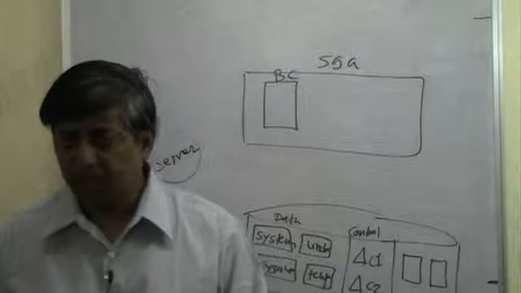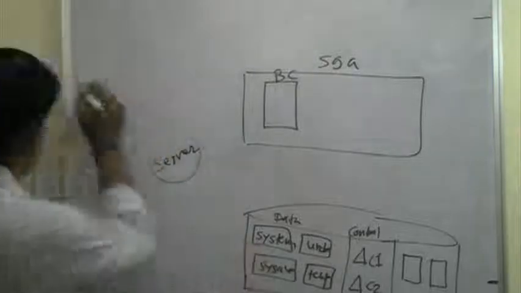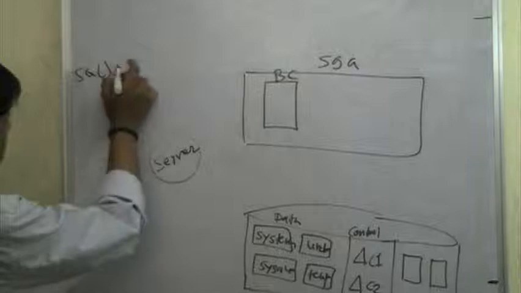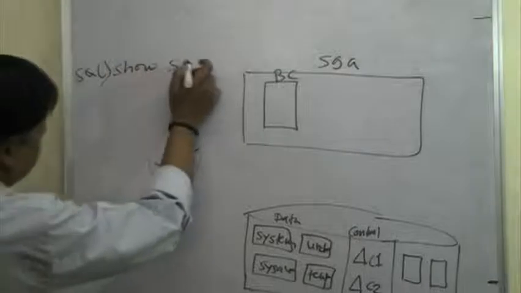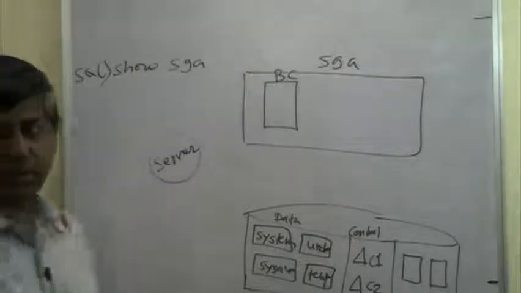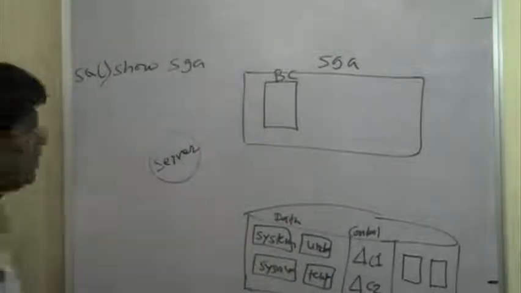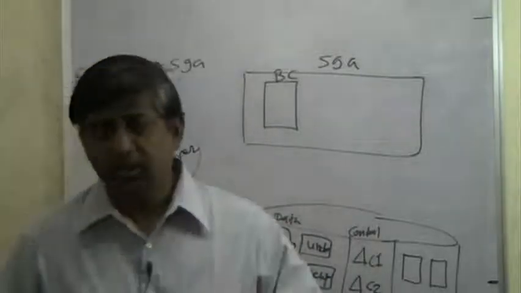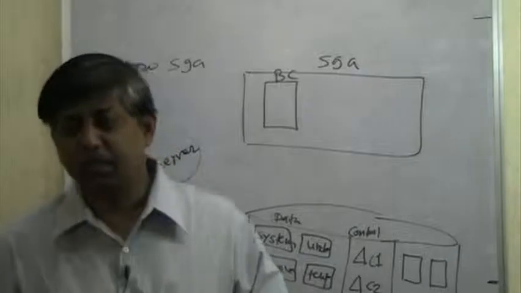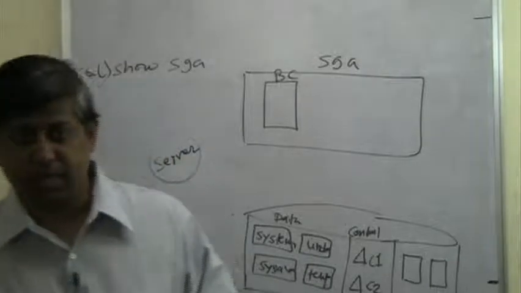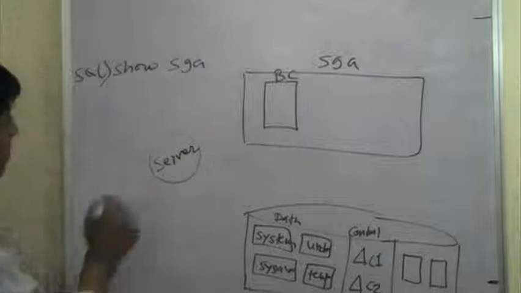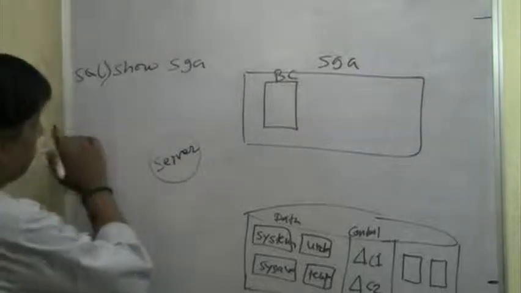SHOW SGA. That is a command here. I think we have not seen this. SHOW SGA is the command that will tell us that. Any other way? I think we have seen a data dictionary view. Which view is that?